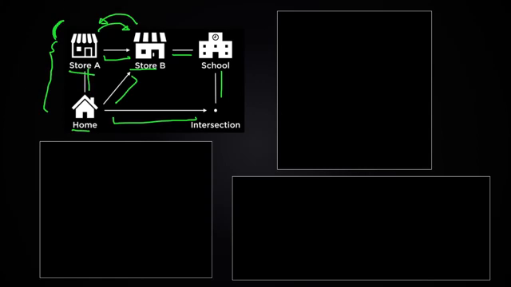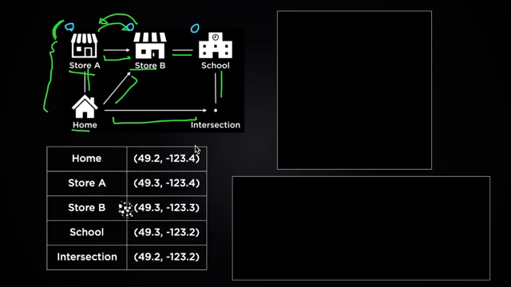And let's say that you already have each place's coordinates. There are latitudes and longitudes stored on your computer like this. As you can see from this table, the latitude of home is 49.2 and the longitude of home is minus 123.4, and so on. Now from this table-like information, you can tell where each location is exactly, where each point is exactly, but you can't tell how these locations are connected with streets and where the streets are exactly.